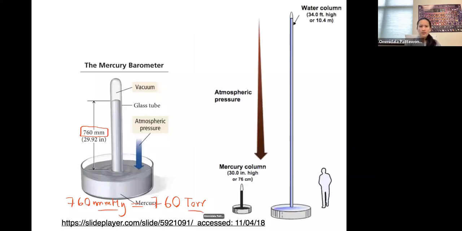Why don't we use water? Why do we use mercury? It's because if you use water, the height of the water column required is going to be 34 feet high, which is not very convenient. That's why we are using mercury. It's more convenient, with an appropriate height, instead of having to carry a 34 feet high water column.